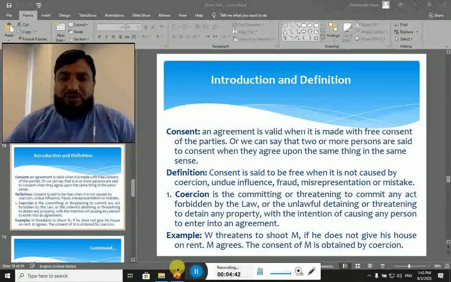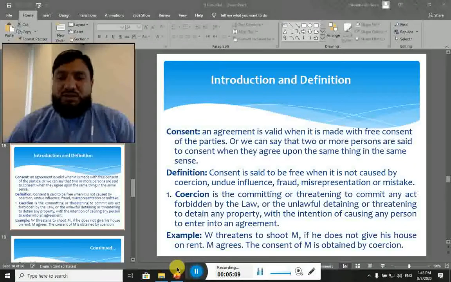So what is coercion or force? It's the committing or threatening to commit any act forbidden by law, or the unlawful detaining or threatening to detain any property with the intention of causing any person to enter into an agreement. This is called coercion or force. For example, you threaten someone or you do an action with that person due to which he is scared and he enters into a contract in a way that you want, right? So in such cases, the consent of that person is not free. When the consent is not free, the contract is not valid.